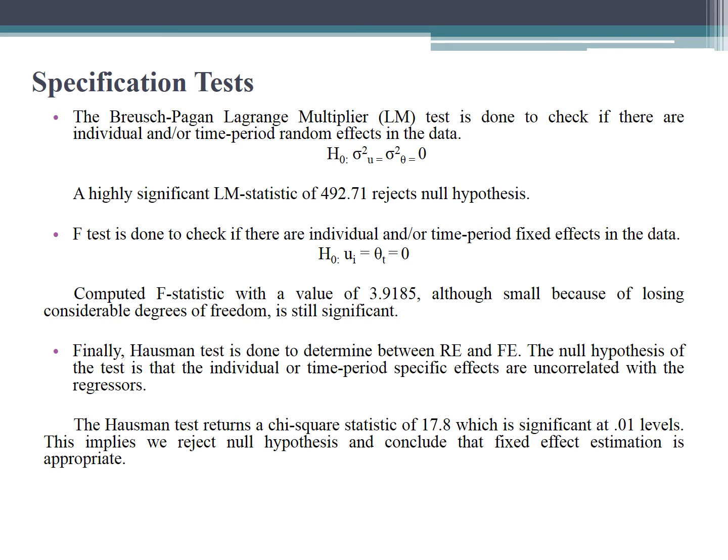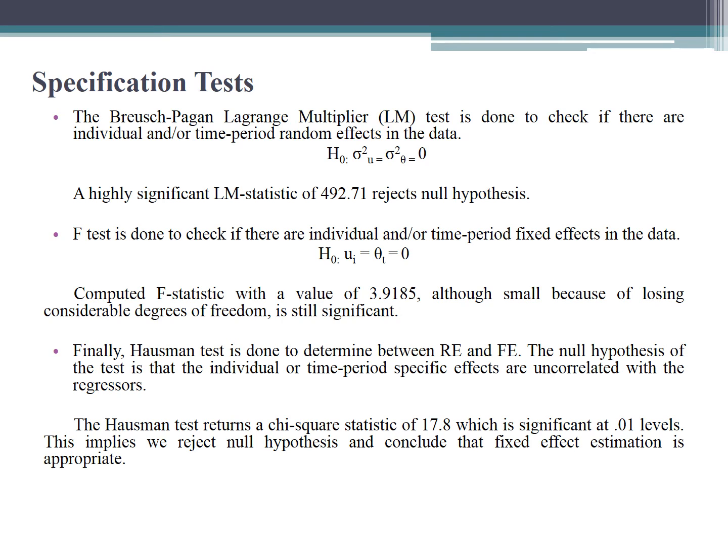Similarly, the F-test is done to check if we have just individual and time period fixed effects in the data. A computed statistic with a value which is very low, 3.91, because we lose a lot of degrees of freedom including all those dummy variables, is still significant. That means we can say we still have fixed effects in our data.